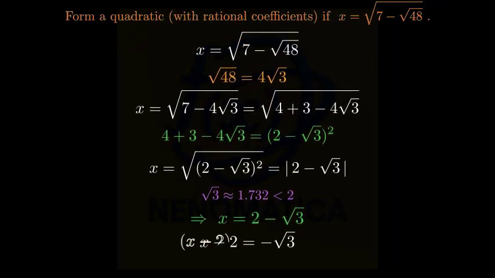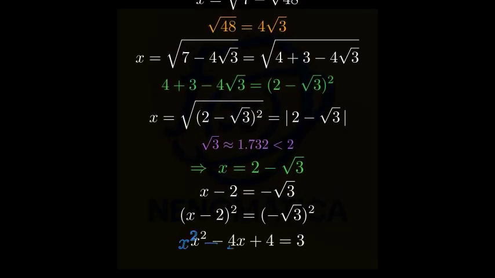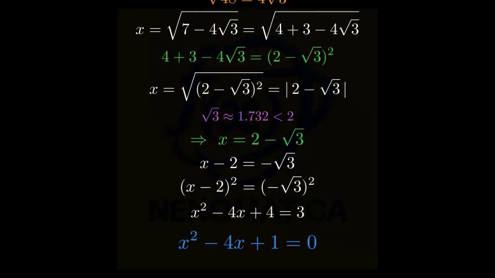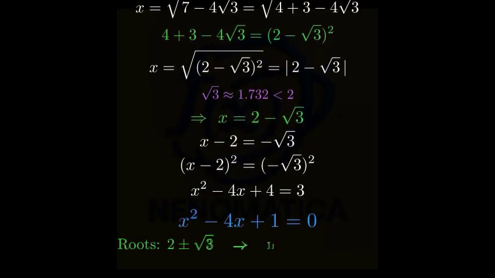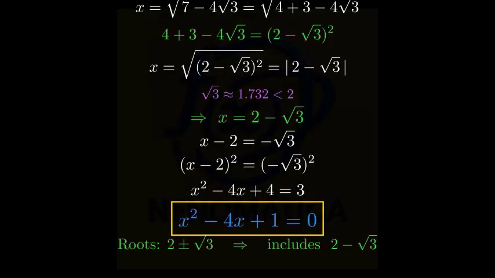Step 5. Create a quadratic with rational coefficients. Start by isolating the radical, then square both sides. Quick check. The quadratic factors over radicals to roots 2 plus root 3 and 2 minus root 3. Our original root matches 2 minus root 3, so the equation is correct. Final answer: a quadratic with rational coefficients that has the given nested radical as a root is x squared minus 4x plus 1 equals 0.